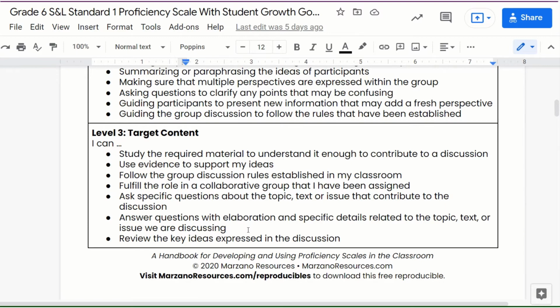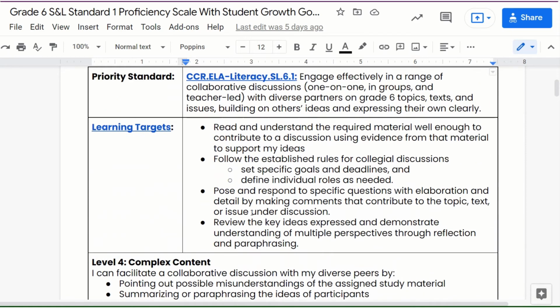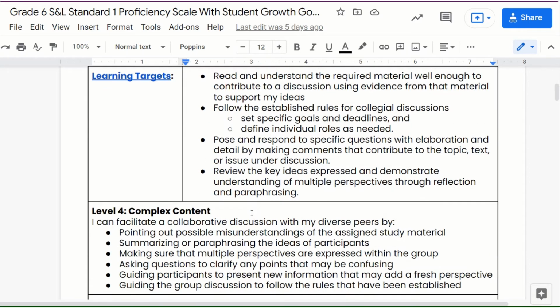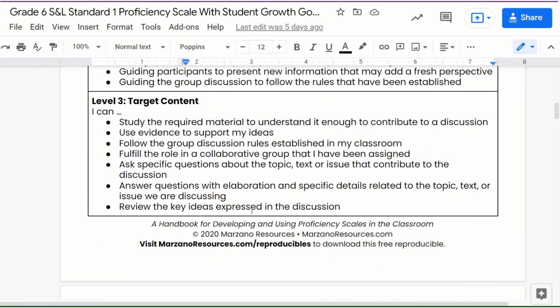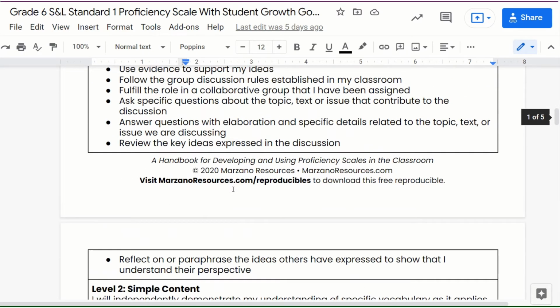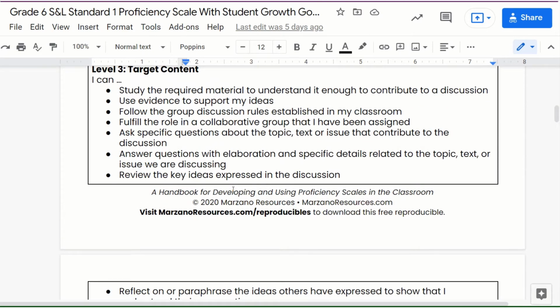For example, I converted "read and understand the required material well enough to contribute to a discussion using evidence from that material to support my ideas" into "study the required material to understand enough to contribute to a discussion, use evidence to support my ideas," really focusing on the verbs there, the actions that the students need to do. And I went through the same process for each standard, and I came up with these learning targets. You can see they're kind of split there between two pages, but they're there.